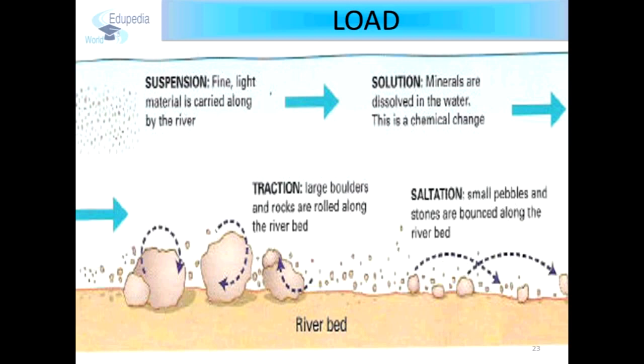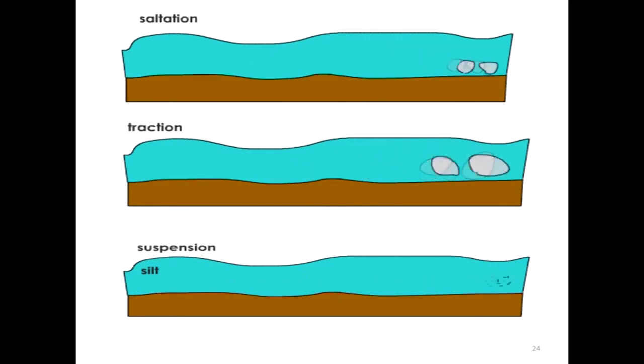Streams with high velocities and steep gradients do a great deal of downcutting into the riverbed. As you can see, saltation load, traction load, and suspended load.